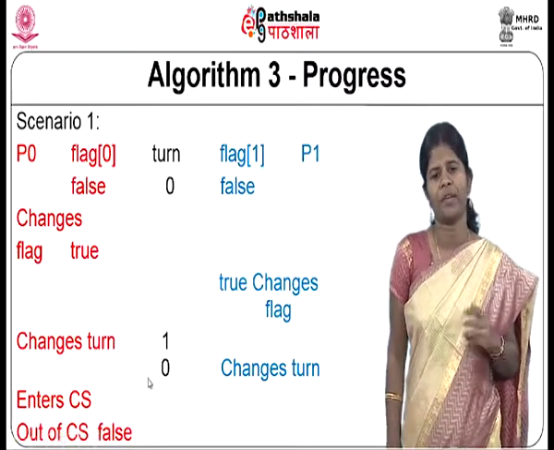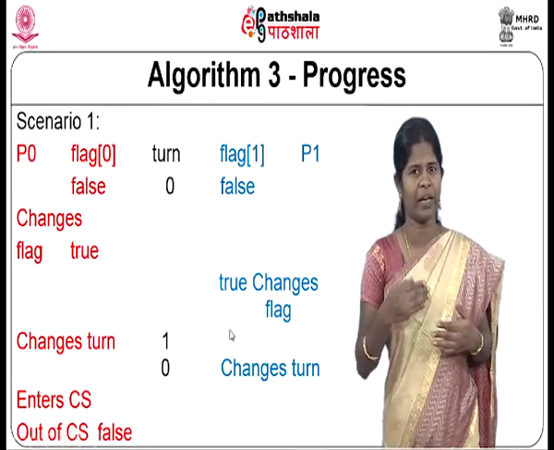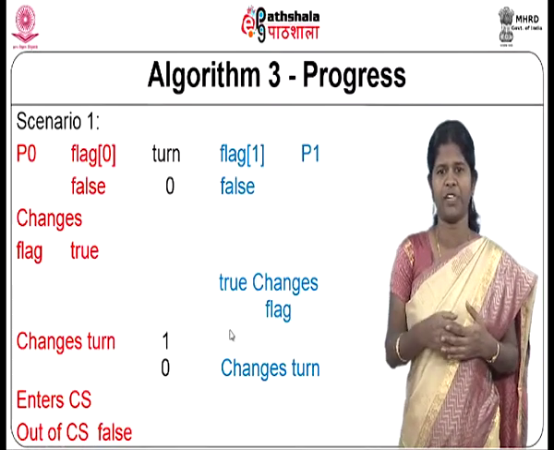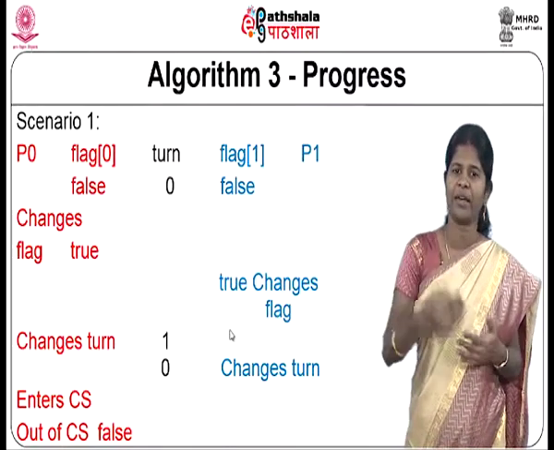And then it comes out of critical section, makes its flag equal to false, and then P1 can continue. So, you can now see the difference between this algorithm and the earlier algorithm that we saw.